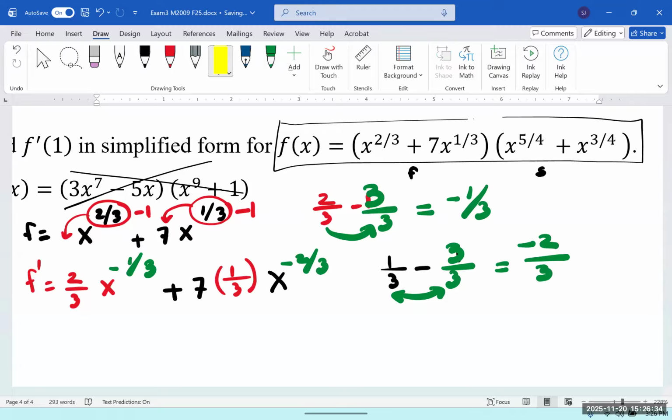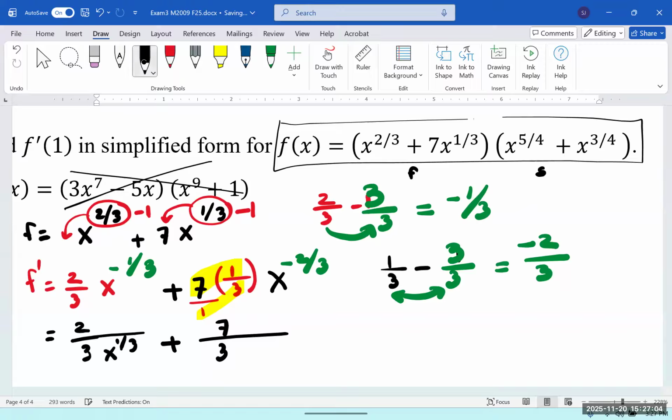Now, when you multiply, we only multiply the top part of the fraction, because below the 7 we have an invisible 1. So the denominators multiply together, numerators multiply together. So we get 2/3 x to the 1/3 on the denominator because it's the negative power, plus 7/3 x to the 2/3 on the denominator, next to the 3. The 3 is already on the denominator and so is our x because of the negative power. So this is our f prime.